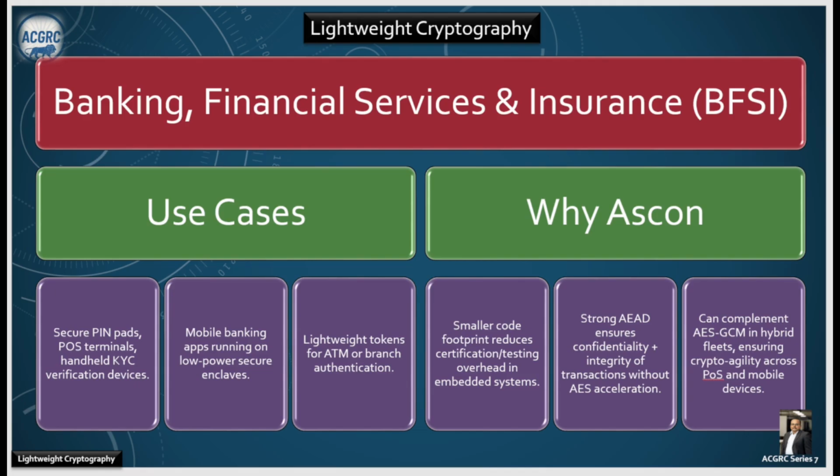Now, why is Ascon used? Well, smaller code footprints reduce the testing overheads in embedded systems. Strong AEAD ensures confidentiality and integrity of transactions without any AES acceleration requirement. It can complement AES GCM in hybrid fleets, ensuring crypto agility across point of sale and mobile devices.